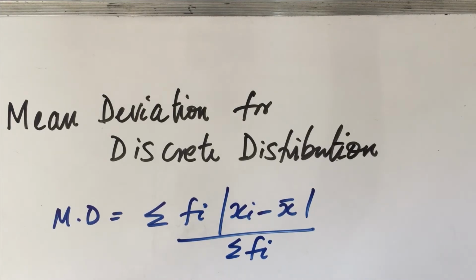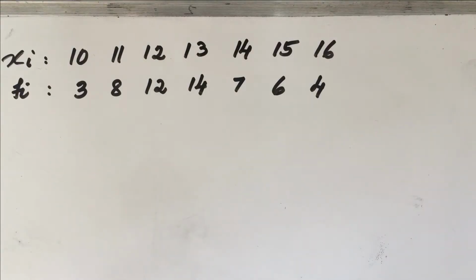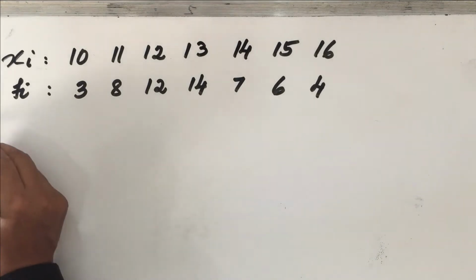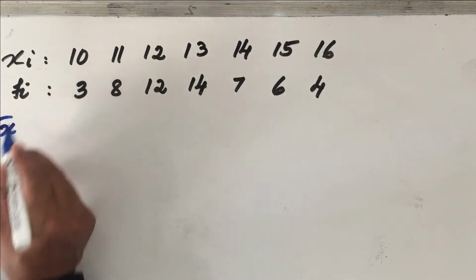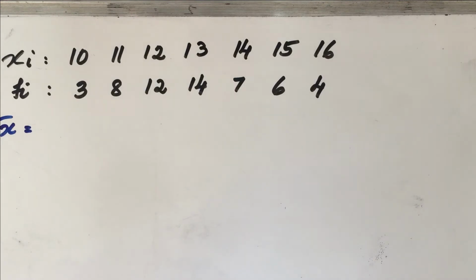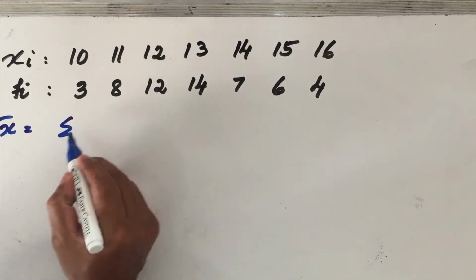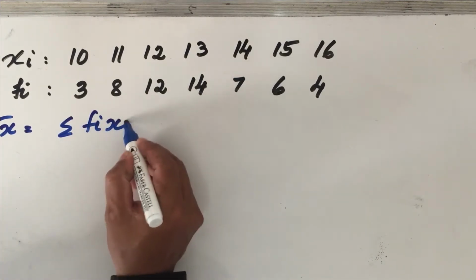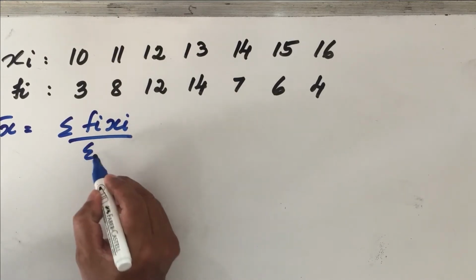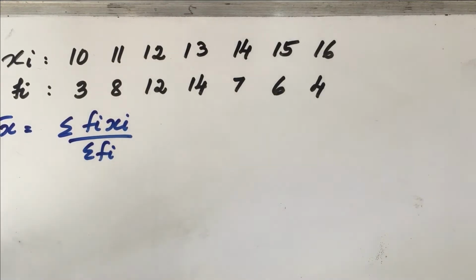Let us calculate by using an example. Here is an example, and let us try to find out the mean deviation for this particular distribution. First of all we need to find the x bar, that is step number 1. In the formula for x bar, we know it is the summation of all the fi xi divided by the summation of all the fi values.